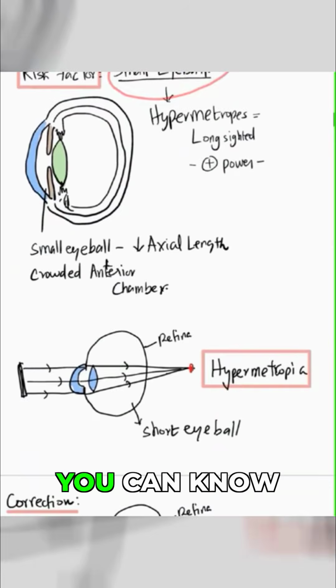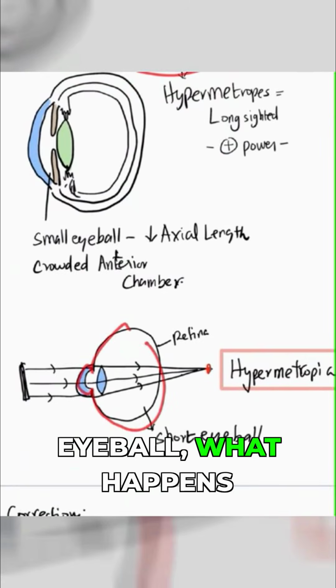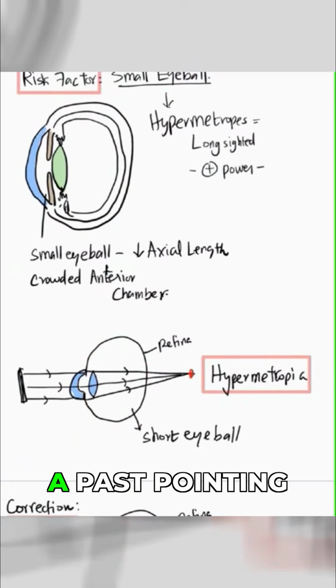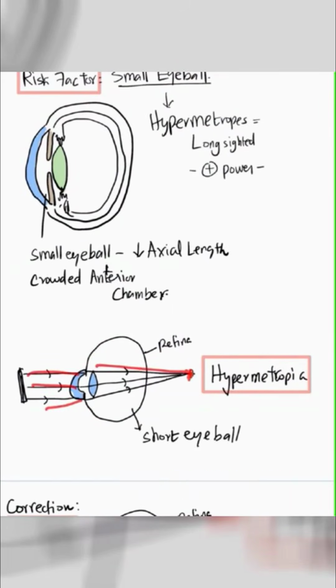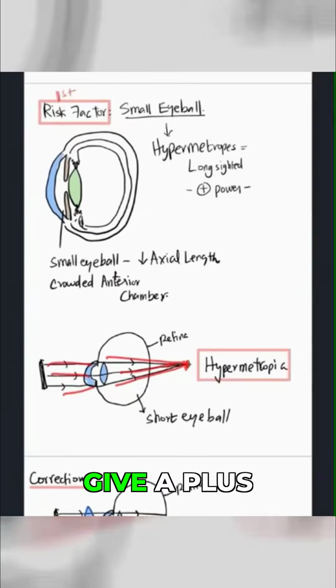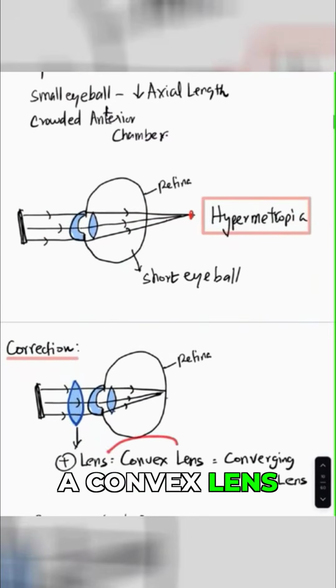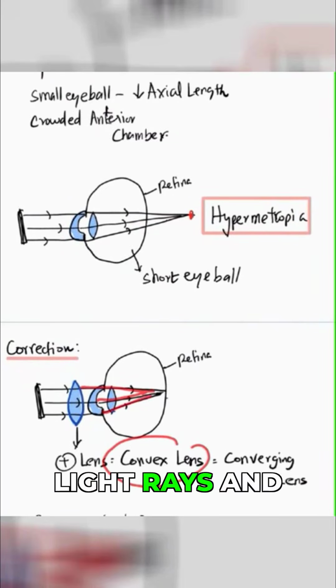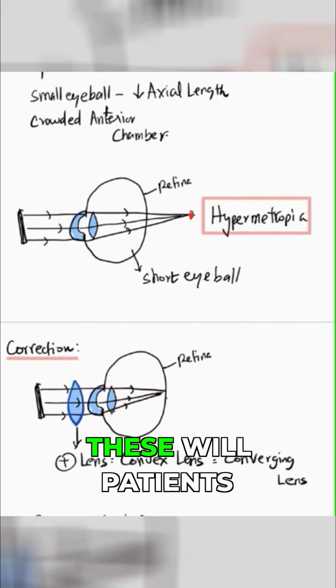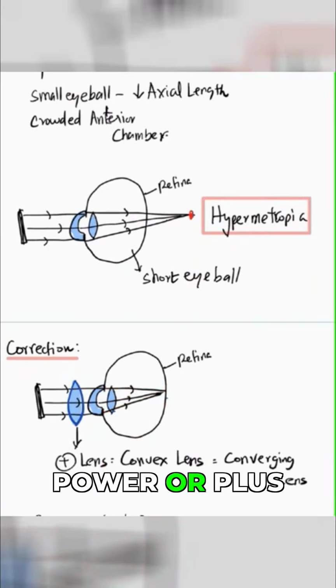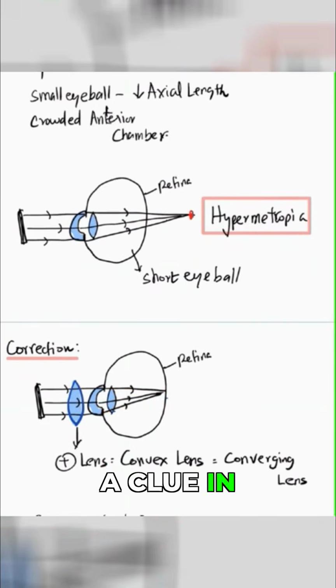Just to recollect, when you have a small eyeball, there is going to be a past pointing of the light rays. The light rays are going to fall beyond the retina. So I want to give a plus power, such as a convex lens, to converge these light rays and make them fall on the retina. That's why these patients will have a plus power or plus prescription. That is a clue in the question.